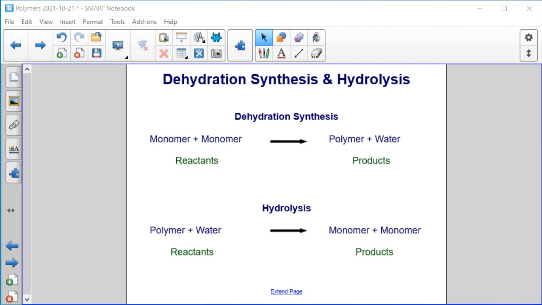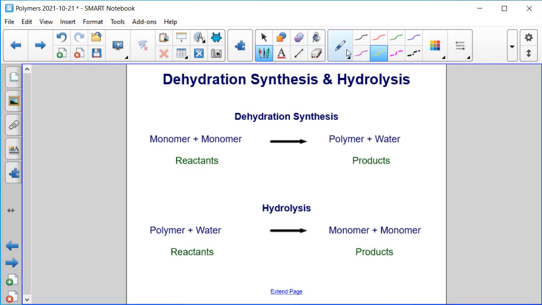On this slide, we just show another way to visualize the dehydration synthesis and hydrolysis processes. In dehydration synthesis, remember that synthesis is the key word. Synthesis is bringing together or making something. So we bring together two monomers, and through dehydration synthesis, we create a polymer, and we have the water that we removed as a product.